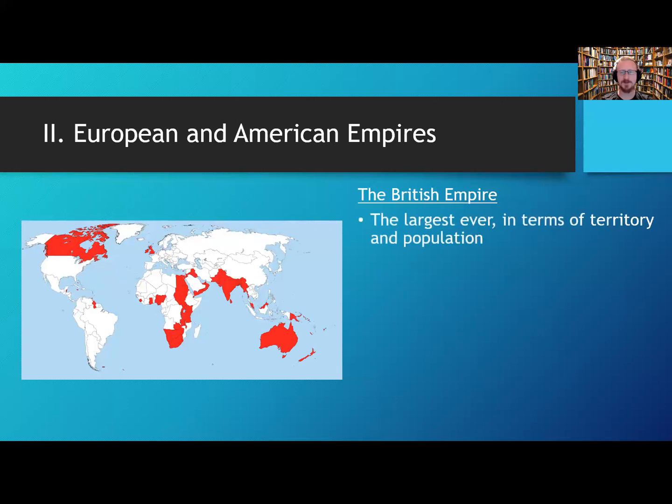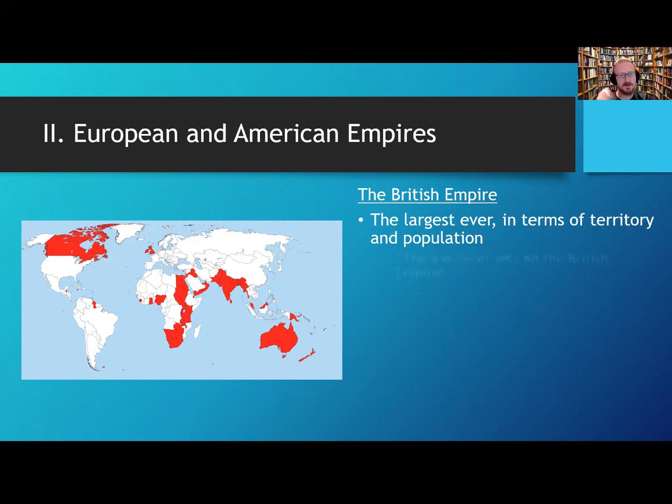All right, so to break down a couple examples of new empires or new imperialism, we have to start with the British. They have the largest ever empire in the history of the world, in terms of both territory and population. Larger than the Roman Empire, larger than Alexander the Great, larger than the Mongolian empires.